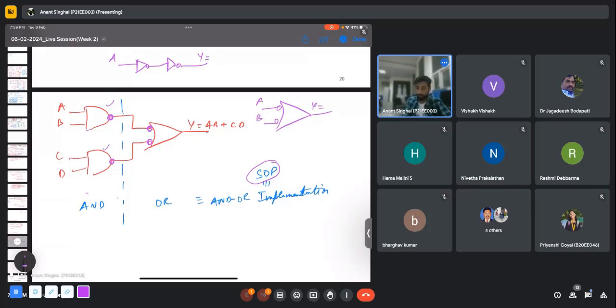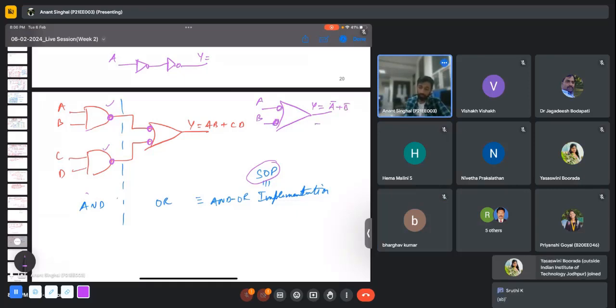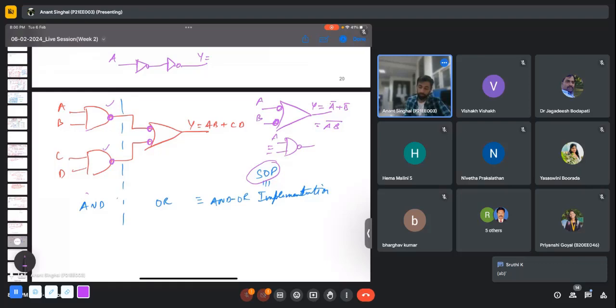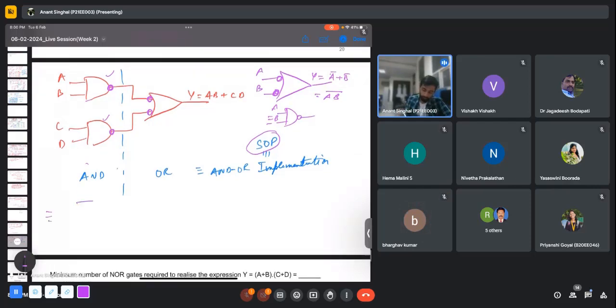If I say A and B are the inputs, what will be the output here? Can anyone tell? Yes, A complement plus B complement, because I have used the inverter, that is the NOT gate. And I can write this as AB whole complement, which is nothing but a NAND gate, equivalent to a NAND gate. You understand this concept? Yes. Okay.